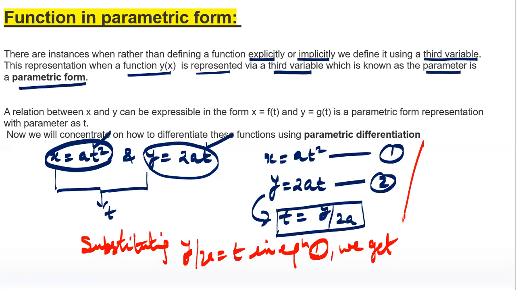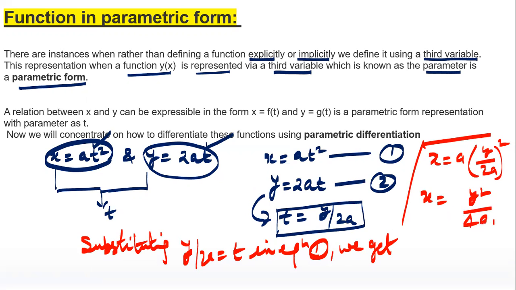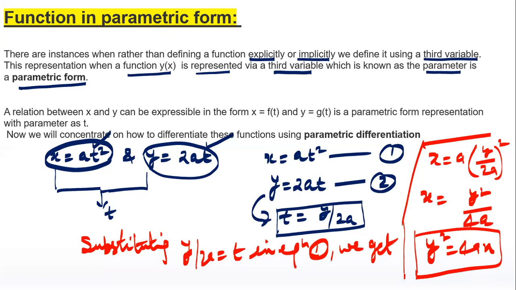what we will get. Let's check. x equals at square, that is y upon 2a whole square. That is x equals y square upon 4a. That is y square equals 4ax. So what is this? This is the equation of a parabola. So x equals at square and y equals 2at are the parametric form of the equation of a parabola.